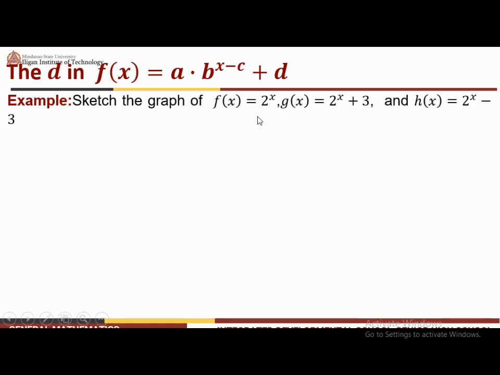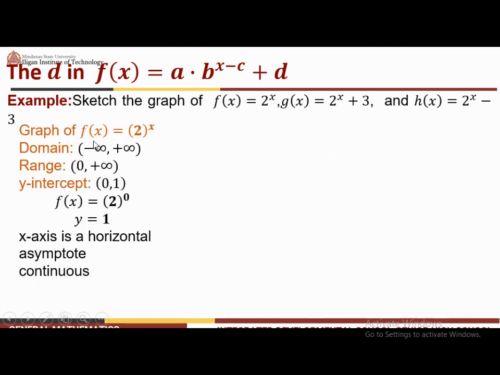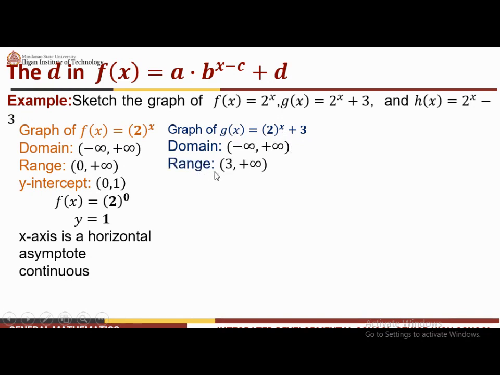Example, we have here 2 to the power of x as our parent function. We have here 2 to the power of x plus 3. And you have here 2 to the power of x minus 3 for the function h. So first, kunin muna natin yung mga characteristics niya. Ito, na-solve na natin ito kanina. Ito na lang yung next. So, function g, we have here the set of all real numbers for our domain. For the range, we have 3 to positive infinity.